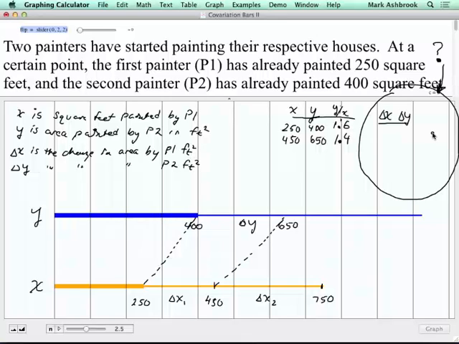Okay, I need a constant ratio of delta y to delta x. So I need to check a bunch. I'm going to build a table of delta x and delta y, and then look at the ratio. So what's one delta x and corresponding delta y that we have? It's the first one that we have. 200 and 250. That would be 0.8.